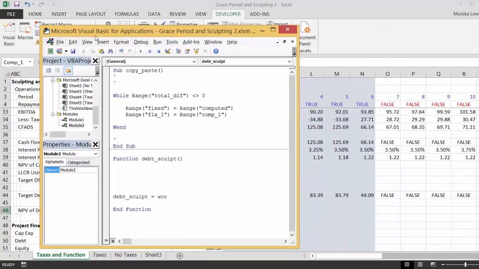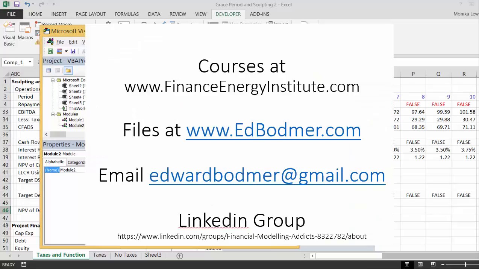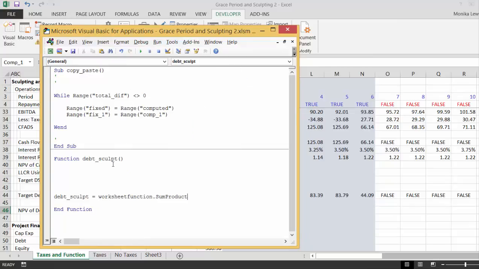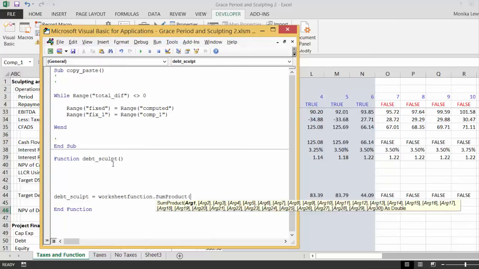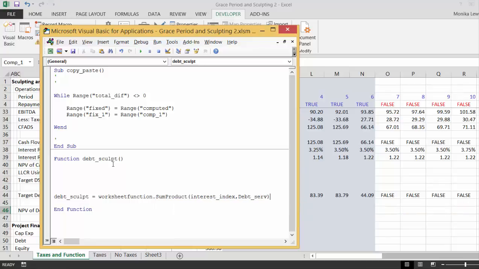So we put WorksheetFunction.SumProduct. Okay, sum product, and we make a sum product of the interest index and the debt service. Okay. I don't know why it capitalized. Did I capitalize debt service perhaps?